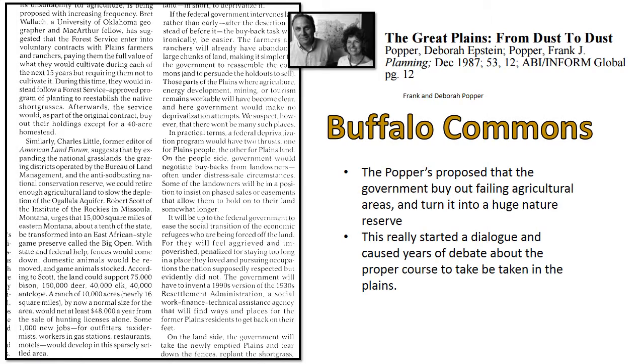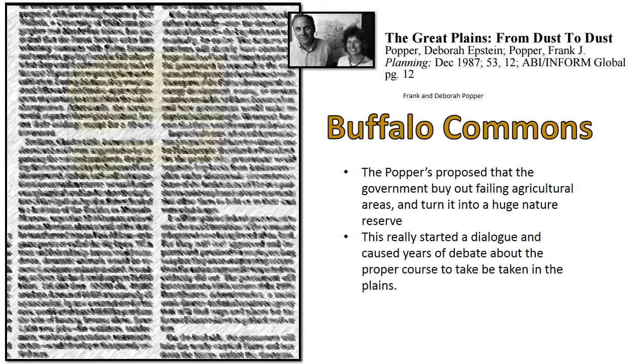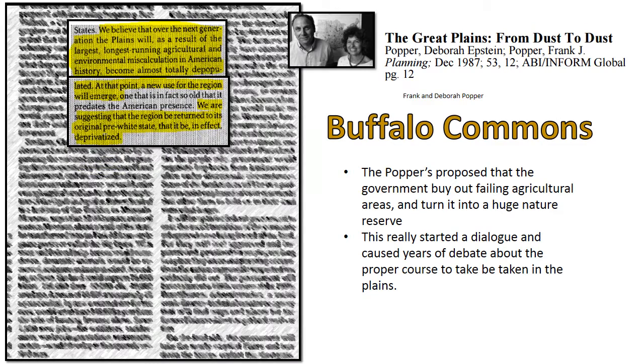Now, the most famous plan for restoring the Great Plains was proposed by Frank and Deborah Popper in 1987. Their idea was known as the Buffalo Commons. They believed that over the next generation, the plains will, as a result of the largest, longest-running agricultural and environmental miscalculation in American history, become almost totally depopulated, and at that point, a new use for the region will emerge.